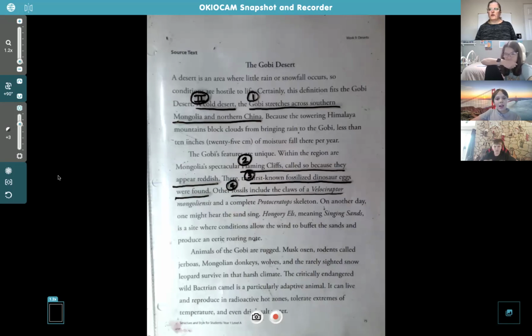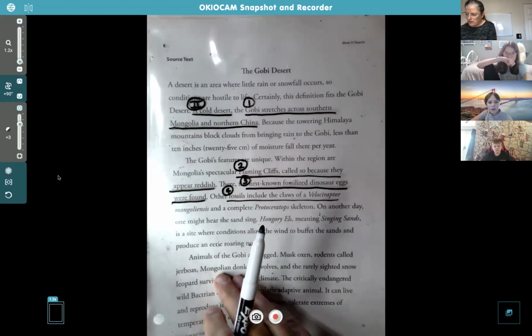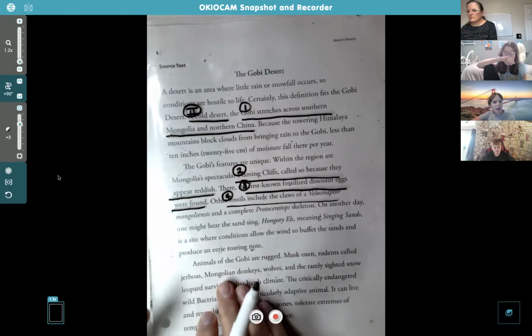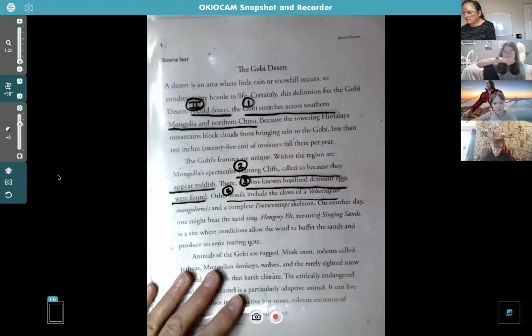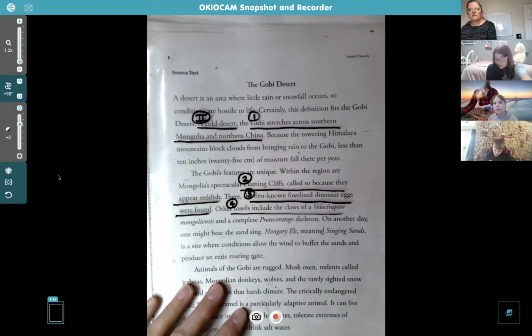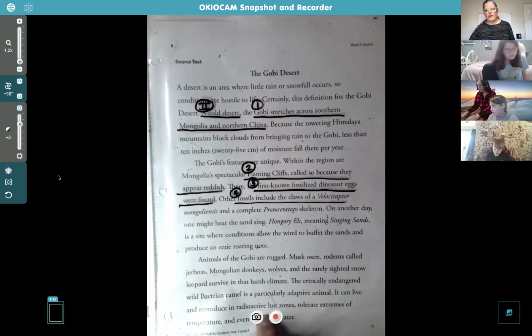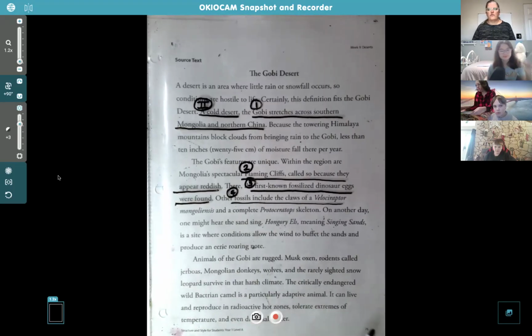Trevor, did you get to find 2 more? I only found one so far. One so far. Well, I think that's the end of the article. Do you have a question, Declan? Okay. All right. So try to find another one for yours, Trevor. What did you pick, Sydney, for your next 2 facts? I picked Mongolian donkeys, wolves, and the rarely sighted snow leopard.